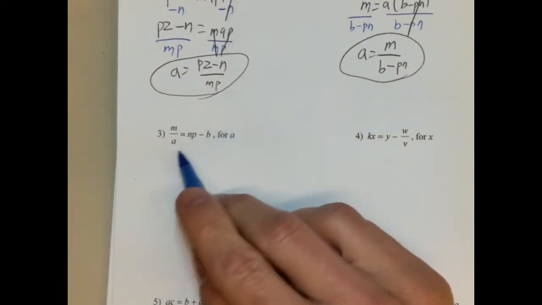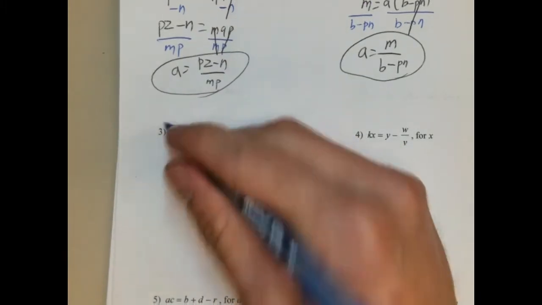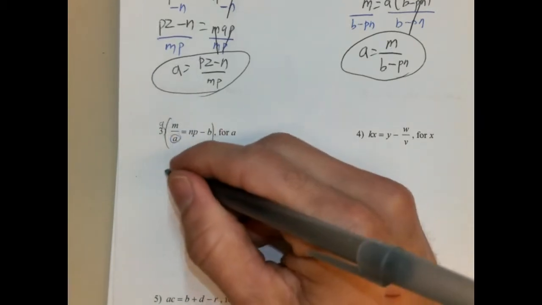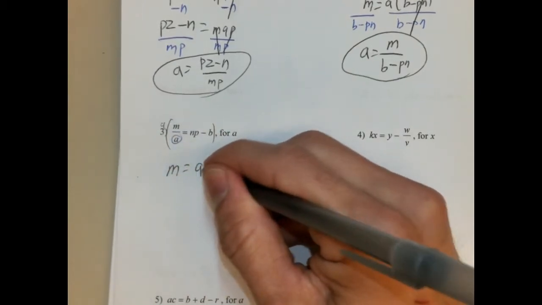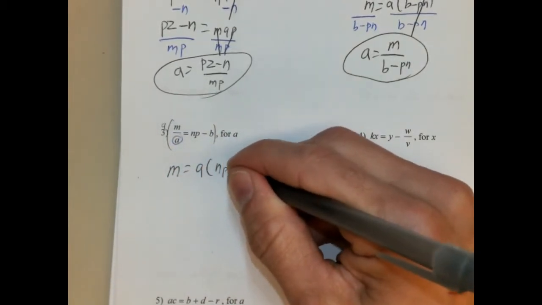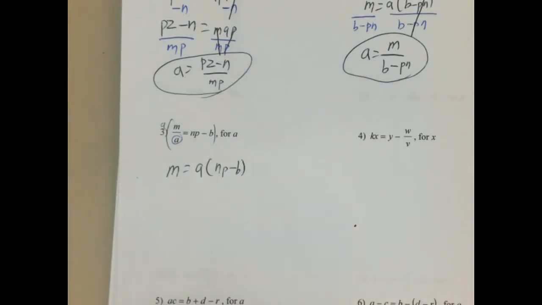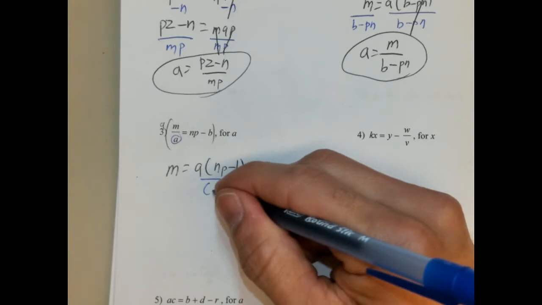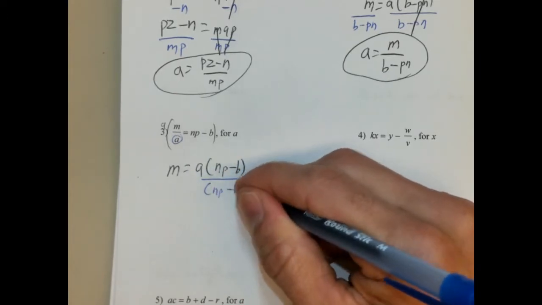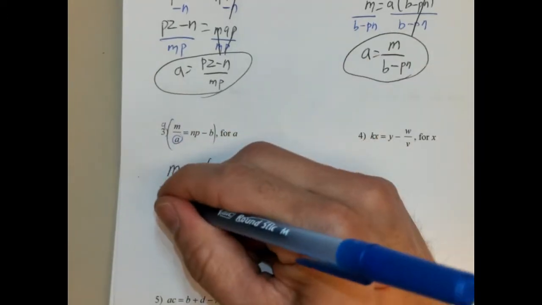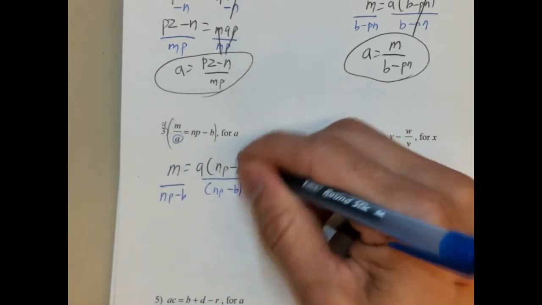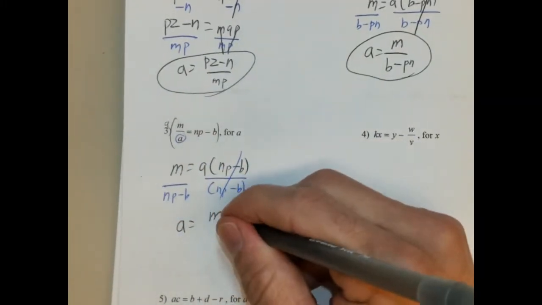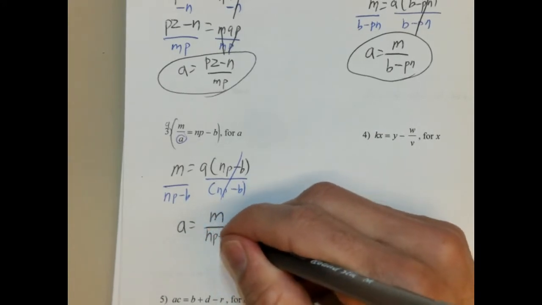Solving for a, again, a is in the denominator. This is very similar to the one we just did. So we're going to multiply both sides by a. So m is equal to a times np minus b. Yeah, they just basically switched some of the variables around there. And then we're going to divide by this binomial, so np minus b. I don't know why I put parentheses there. I didn't need to do that. np minus b, those cancel. So a will be equal to m over np minus b.